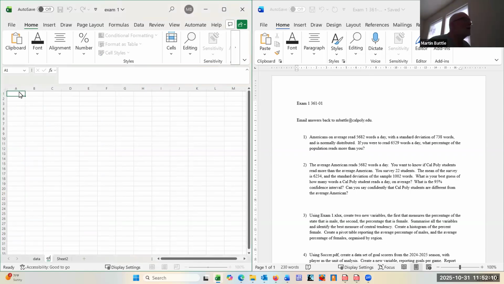Right. So question one is Americans read 5,682 words a day. So this is obviously the average or the mean, with a standard deviation of 738 words. My observation, so this is 6,529. What percentage of the population reads more?